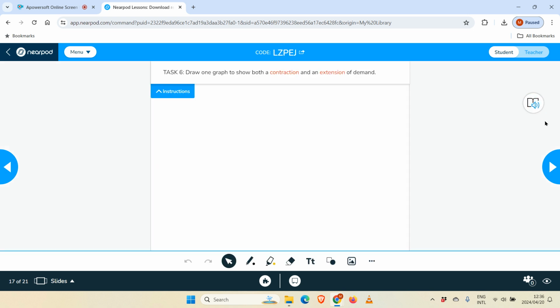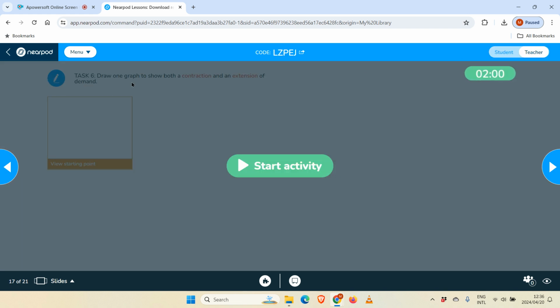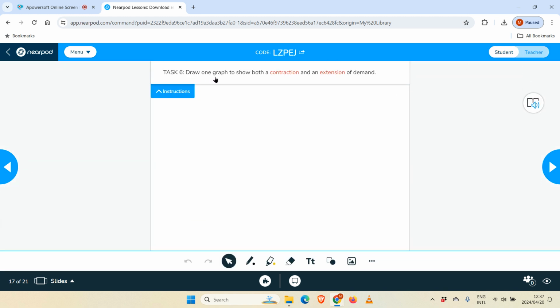Again, this is for students to answer. In this activity, I want them to draw a graph to show contraction and extension. Again, they're given a time allocation. The students will use this area to draw a diagram showing the demand curve, contraction, movement to the left, and extension, movement to the right.